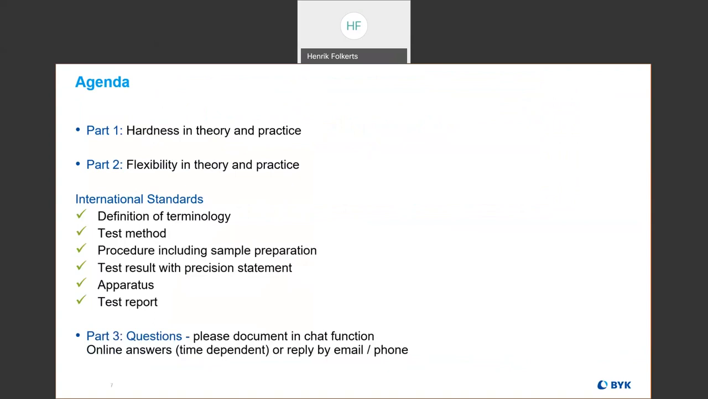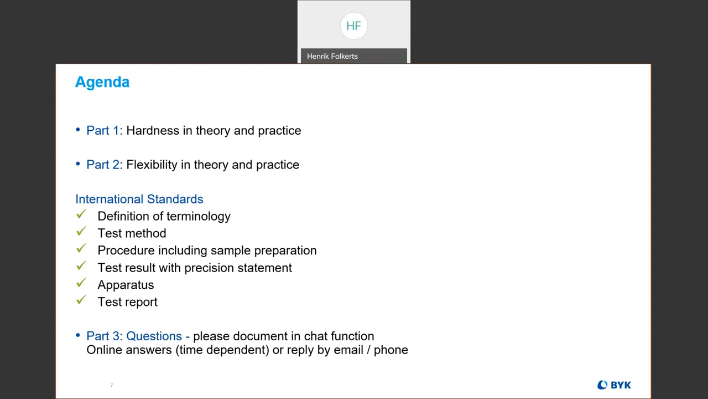First of all, I would like to introduce the agenda. In the first part of the presentation, I will talk about hardness in theory and practice. The second part will cover the testing methods for flexibility in theory and practice. What does it mean in theory and practice? The theoretical information as described in international standards, with practical examples and hints, will be explained. The international standards include the definition of the terminology as well as the description of the test method. Furthermore, the description refers to the procedure, including the sample preparation.